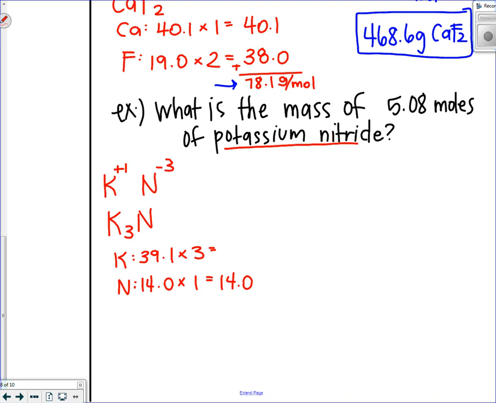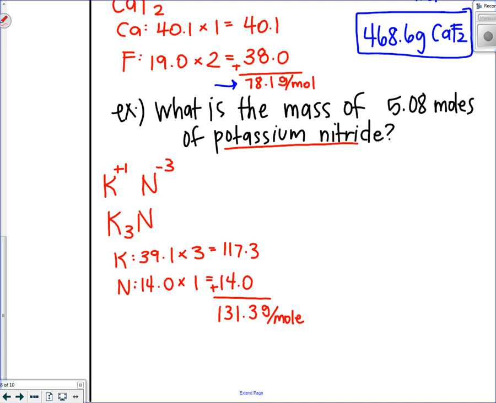39.1 times 3, that is 117.3. And then last step, add those together to get our total molar mass, and we get 131.3 grams per mole. So that's our first few steps.